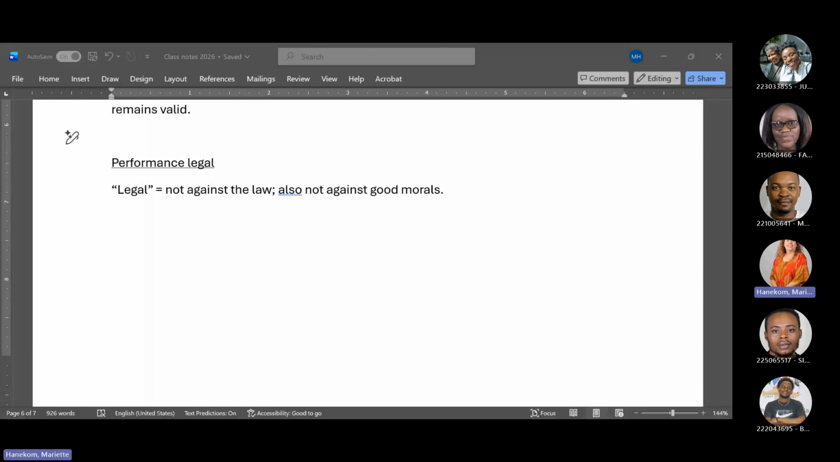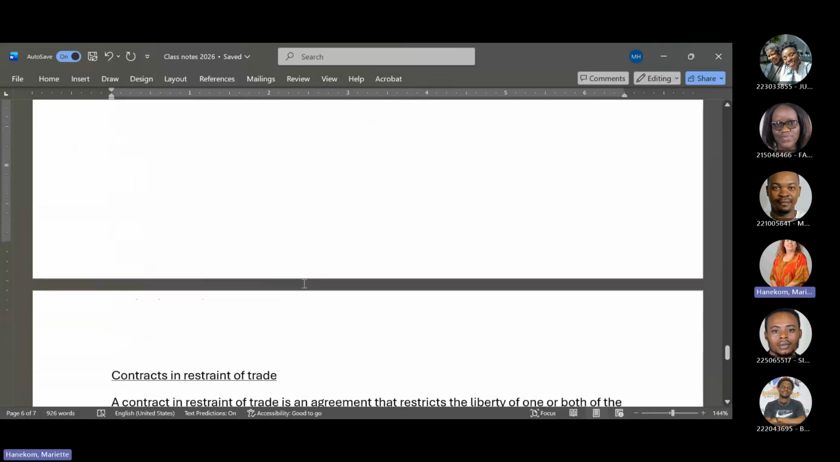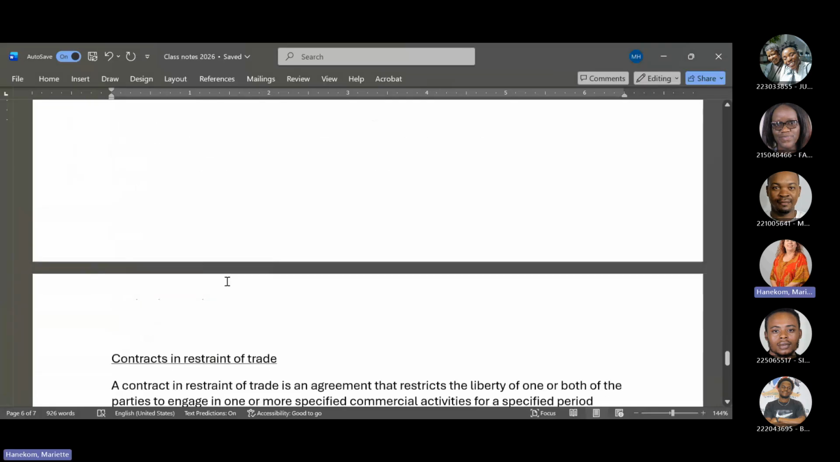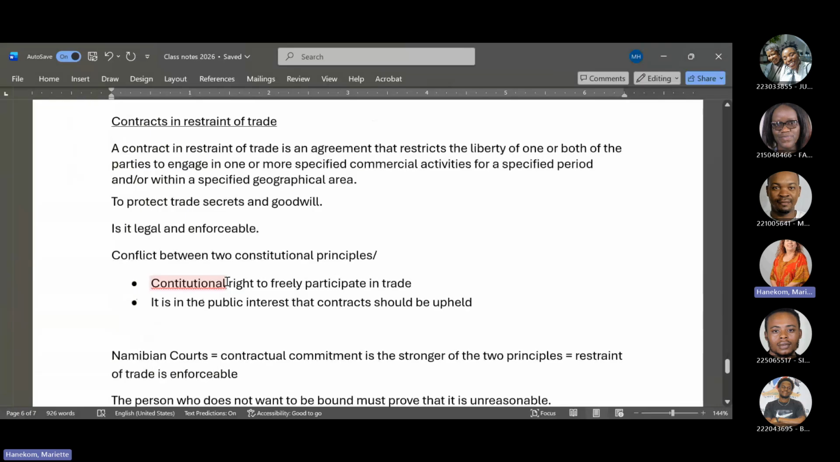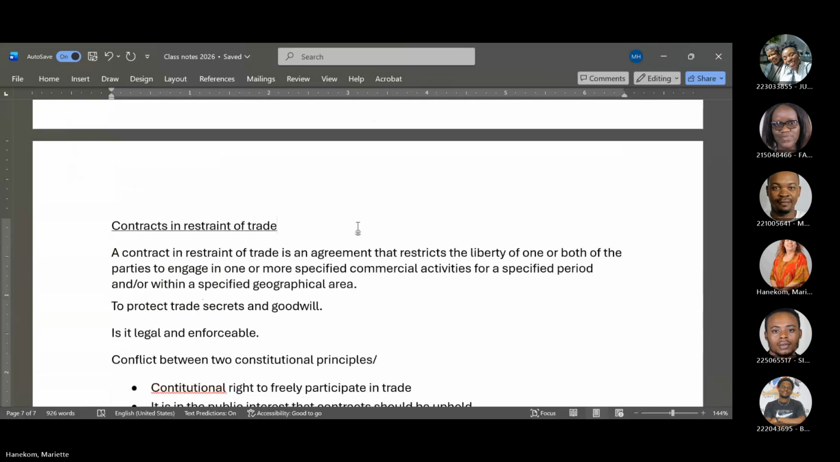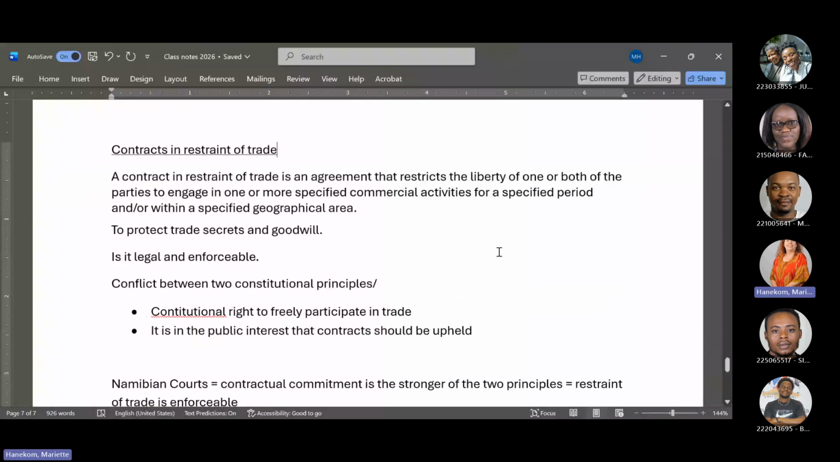Another aspect of the fact that the contract must be legal, which is interesting, and also make a note of this because I very often do ask this in assessments. In fact, one of the questions in your assignment that I have already distributed to you is based on this, namely the contract of restraint of trade.